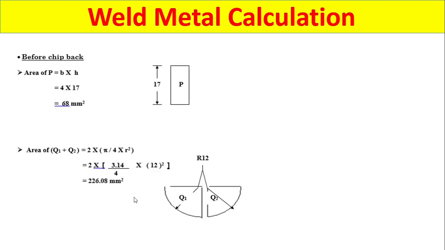You see here, before chip back, the area equals P, same Q area, Q1 plus Q2. You understand, 2 into pi by 4 into R square. This is the area. So this is coming 2 into 3.14 by 4 into 12 square. This is coming 226.08 mm square. So this is the area of Q1 plus Q2.